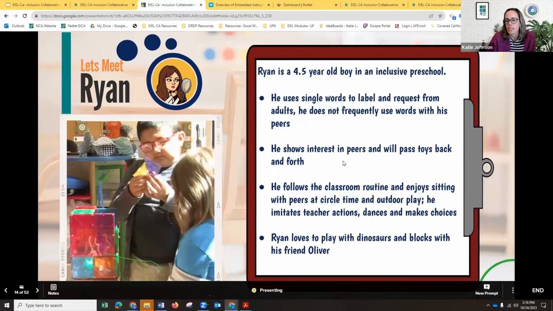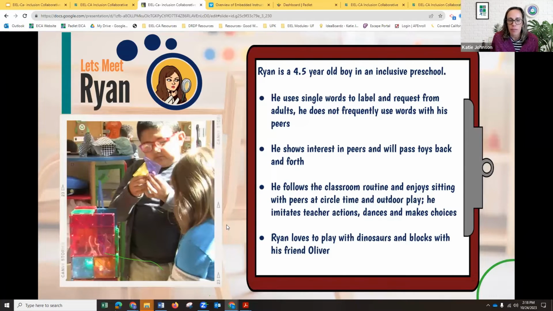Okay, he follows the classroom routine. He loves to play with dinosaurs and blocks with his friend Oliver. He uses his single words to label. So that's who Ryan is.